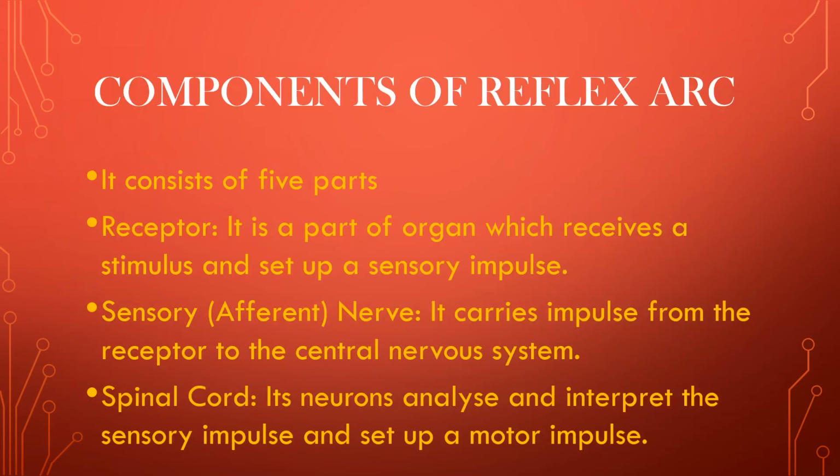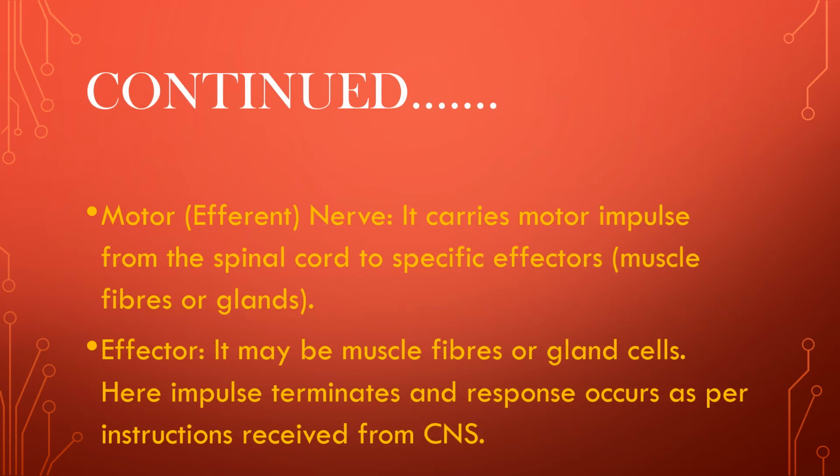Now what are the components of the reflex arc? Just now you have gone through the diagram. The reflex arc has 5 parts. First one is the receptor, a part or organ which will receive the stimulus and set up a sensory impulse. Sensory nerve fiber, also called the afferent nerve fiber, will carry the impulse from the receptor to the central nervous system, that is the spinal cord, and the spinal cord will analyze and interpret the impulse and set up a motor impulse.